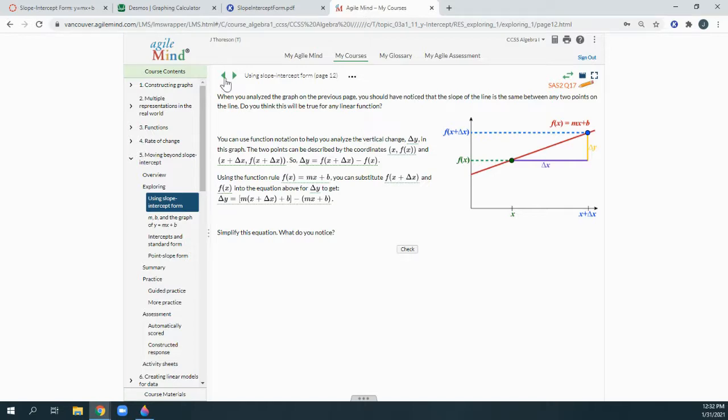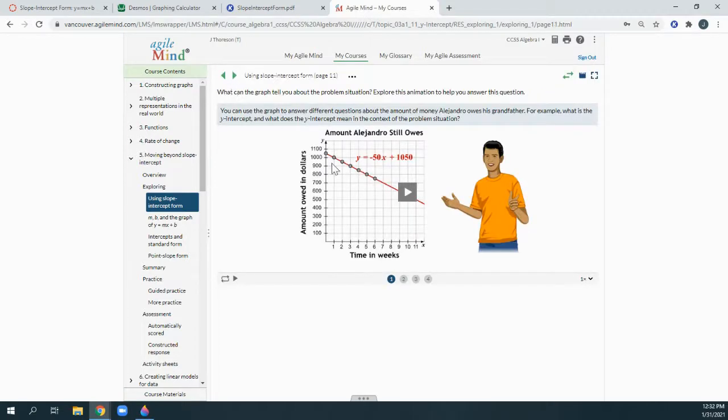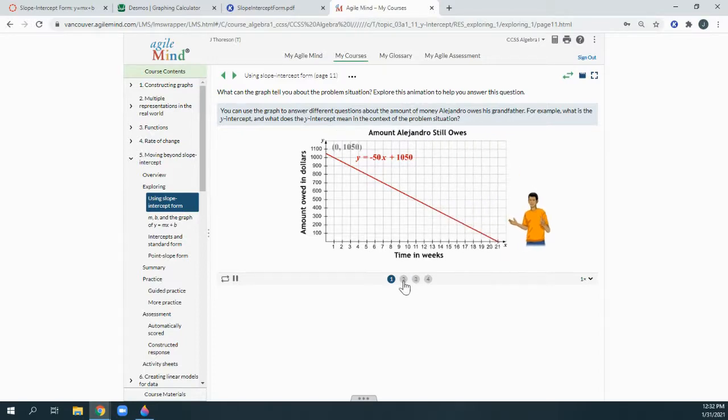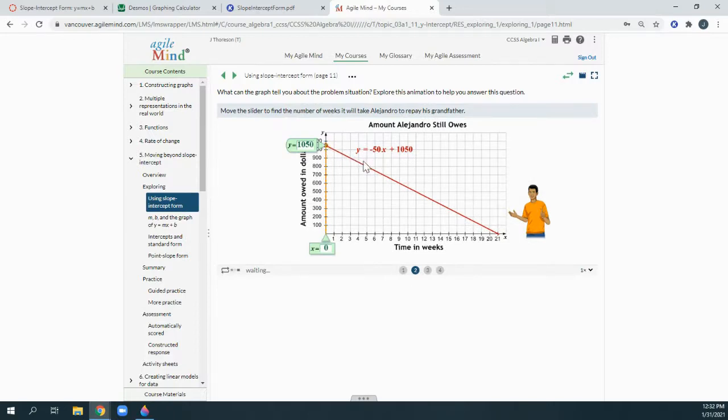Okay, so we're going to go back a page so you can see some things. So we got him, he's paying his money. That's really cool. We got this graph. Just want you to see what this graph looks like. We just graphed this formula, y equals negative 50x plus 1050. That's what we just did. And they're going to ask, move the slider to show how many weeks it will take him to repay his grandfather. They have a bigger graph so we can see it better.